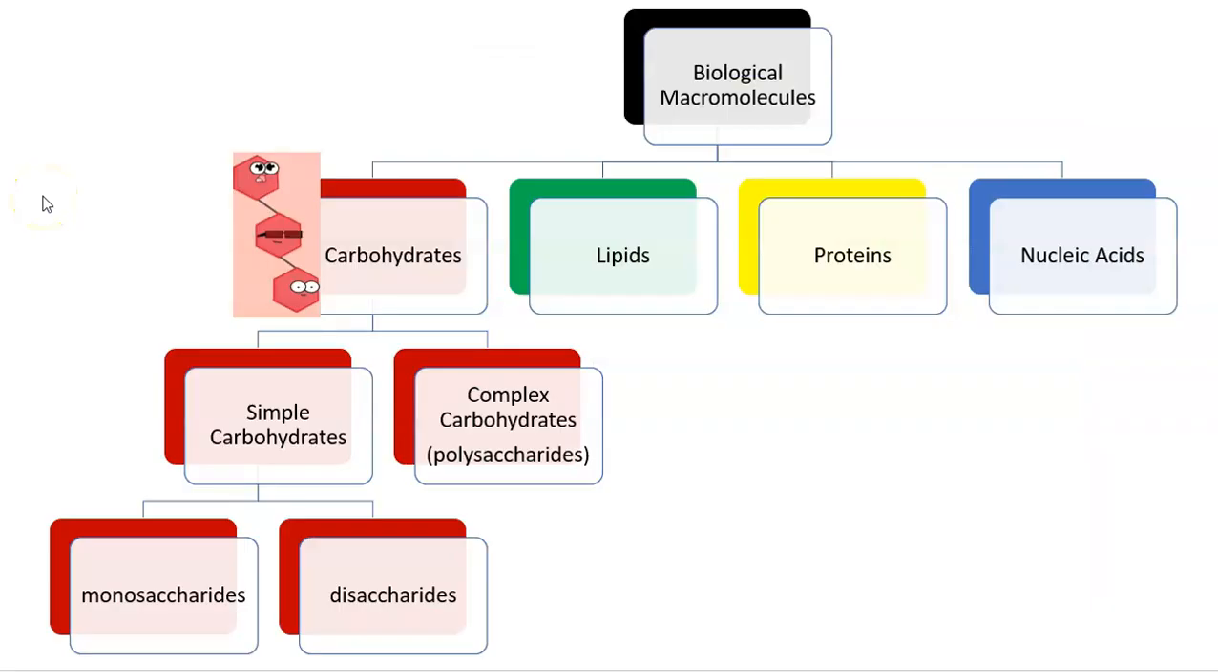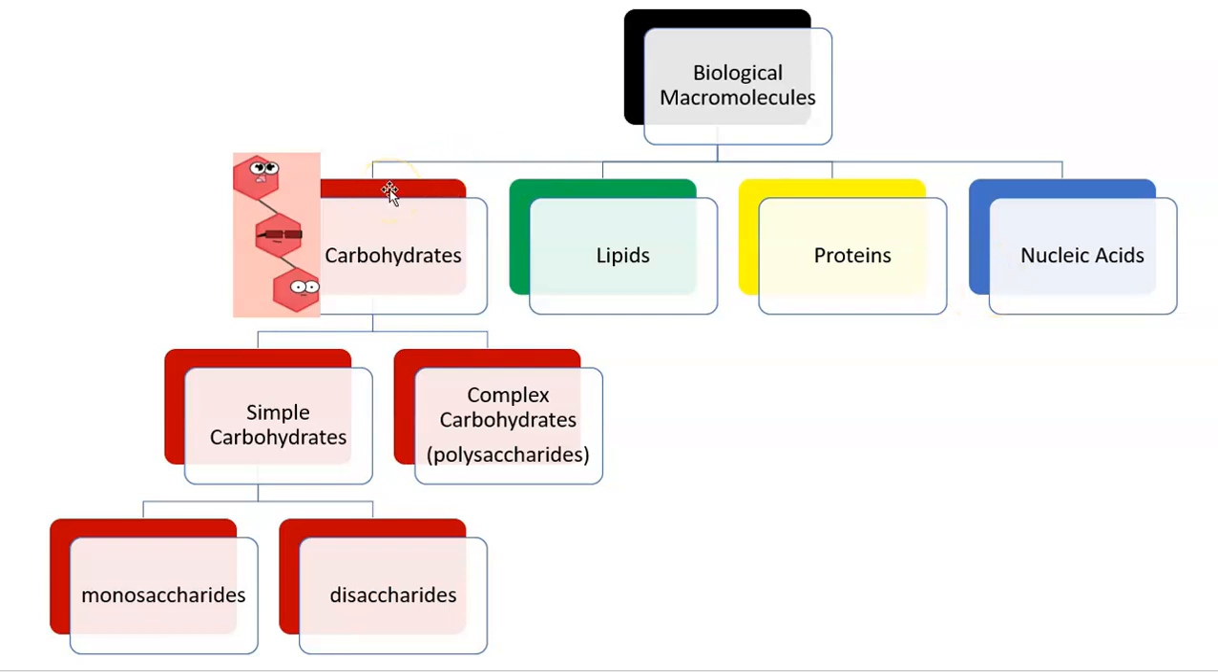So let's take a look at this concept map I put together. You can see at the top the concept map is showing you the different biological macromolecules. You can see the 4 classes. Here's your carbohydrates, your lipids, your proteins, and your nucleic acids.